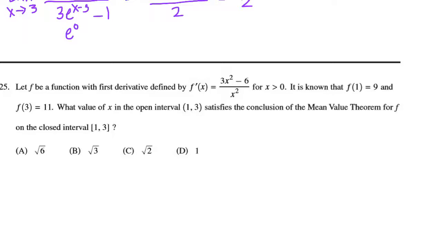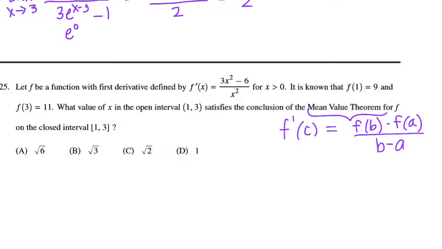All right, number 25. We have a derivative value given to us. And we're told 2 ordered pairs here. And we want to know for what value of x inside the interval 1 to 3 satisfies the conclusion of the mean value theorem. Well, the conclusion of the mean value theorem, let's just write that out to help us remember. The mean value theorem is telling us f prime at c for some c inside the interval a, b is equal to f at b minus f at a all over b minus a. So that's going to be our conclusion.